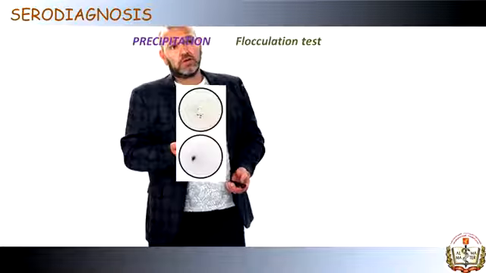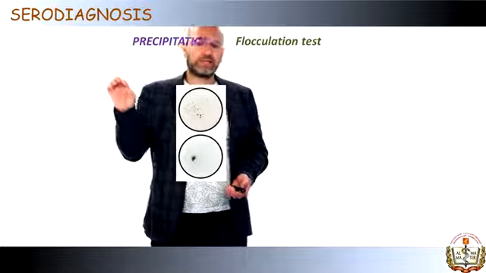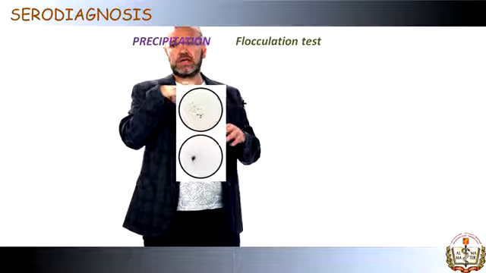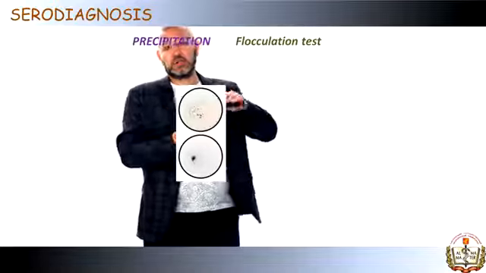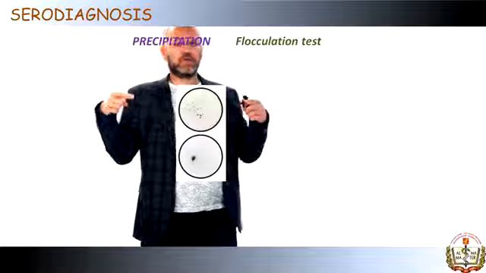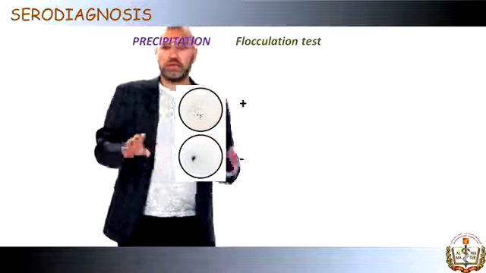Another modification of the precipitation test is the flocculation test. It can be done on a slide or in a tube, the same technique. Antigen is mixed with a drop of serum, mixed well. If you have formation of flakes like here, the test is positive. If it is equally homogeneous, the test is negative.